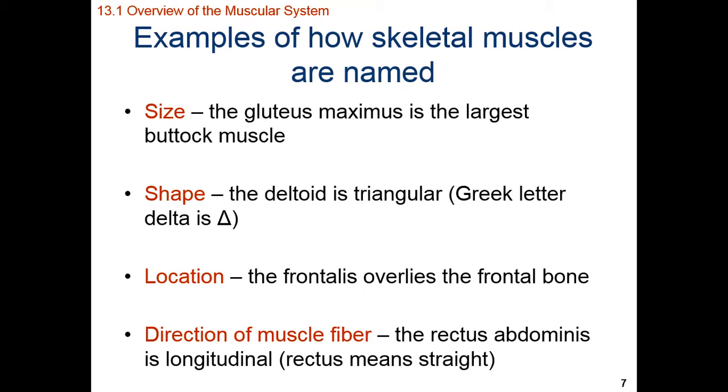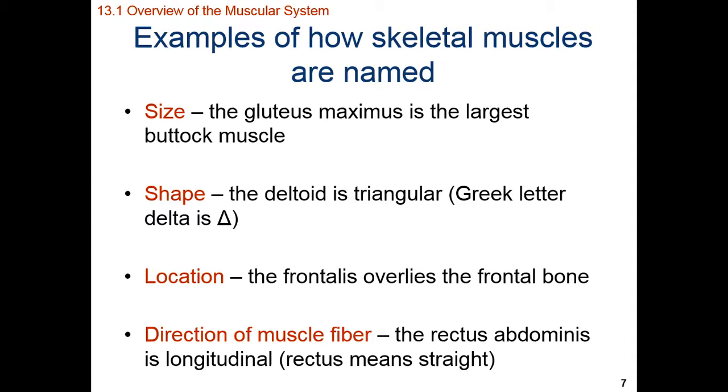As we're naming our skeletal muscles, we name them based off a variety of different factors: size, shape, attachment point, and so on and so forth. So let's go over some specific examples. The big muscles of the body usually are going to have a term called maximus in their name. For example, the gluteus maximus is the largest buttocks muscle.